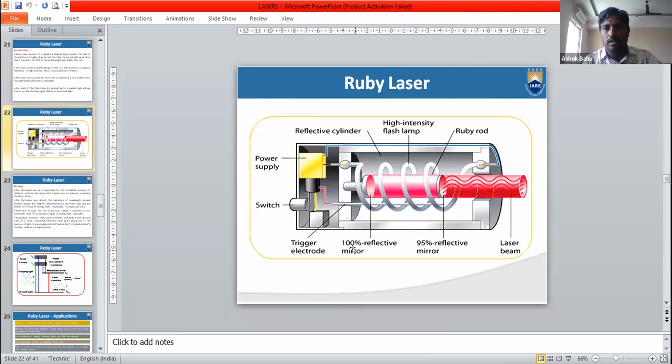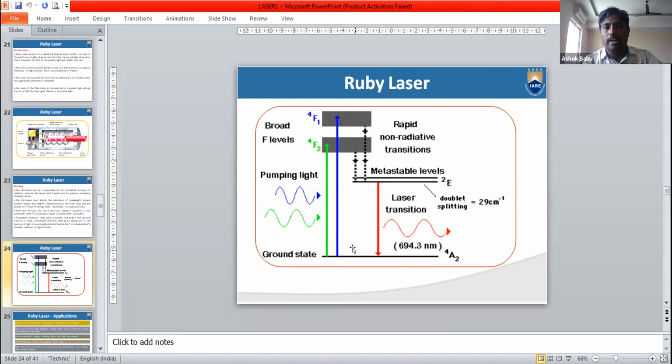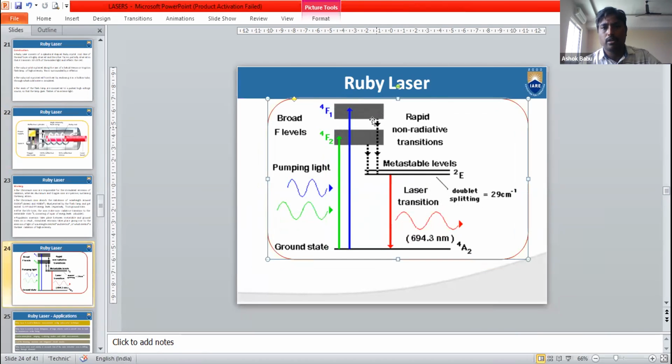This is a diagram for the ruby laser. After this energy level diagram, 3 level, 4F2 and 4F1 we treat as only one because both are close to each other. So the metastable state is 2E and 4A2 is the ground state. Instead of that, all of you take E1, E2 and E3. This is E1, these are E2, and this is E3.